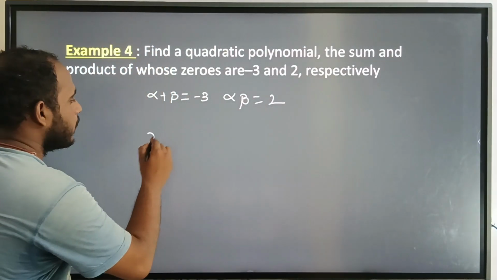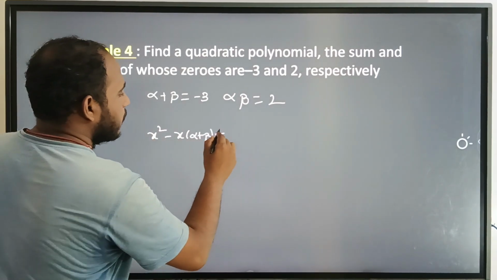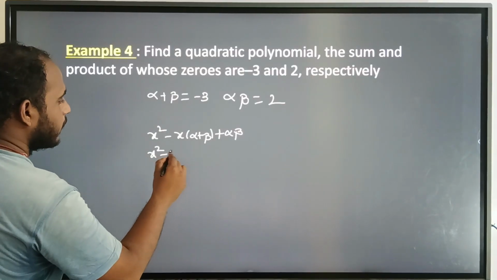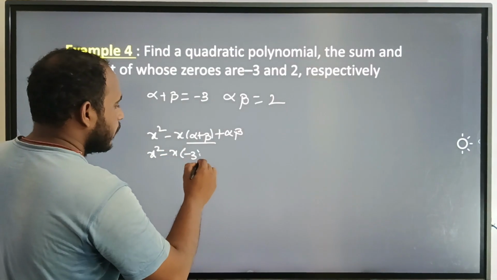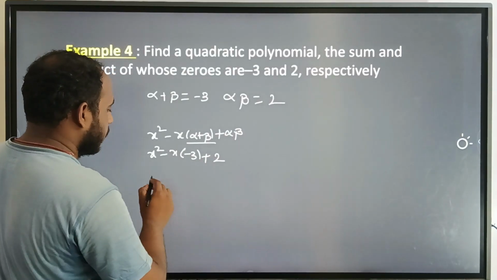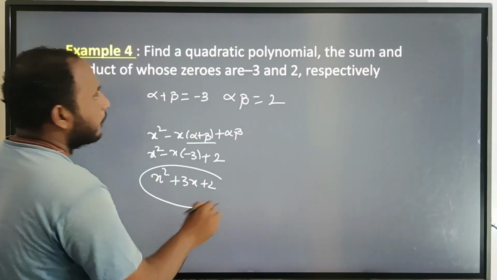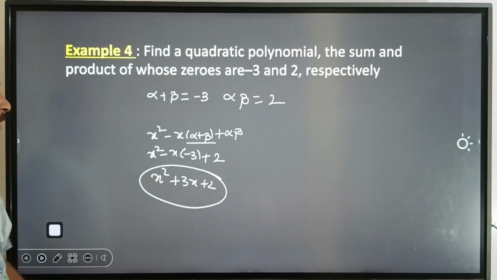Now the quadratic polynomial is x square minus x into (alpha plus beta) plus alpha beta. Now x square minus x into (alpha plus beta), where the value is minus 3, plus the alpha beta value, which is 2. That means x square plus 3x plus 2 is the required quadratic polynomial whose sum of roots is minus 3 and product of the roots is 2.